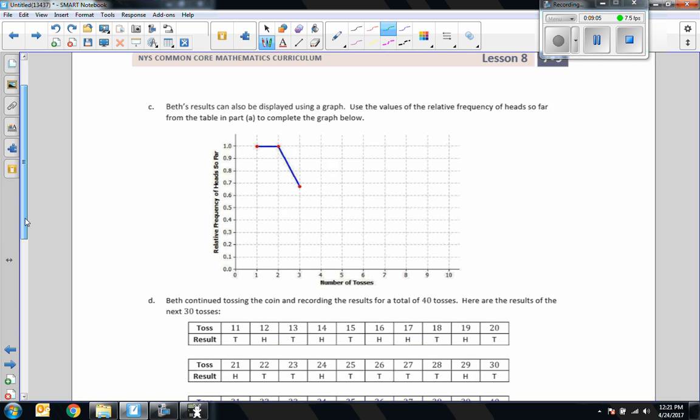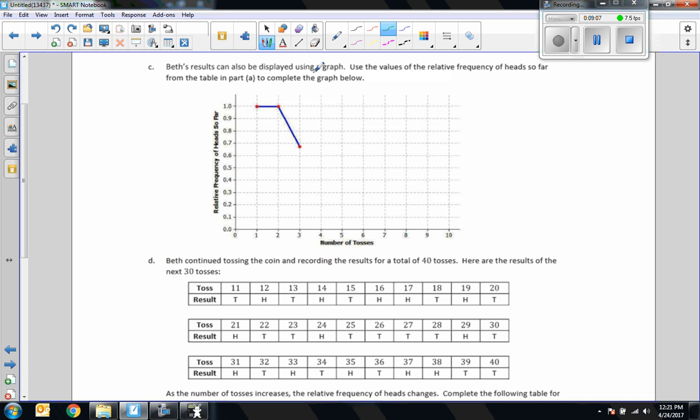Okay, part C. Beth's results can also be displayed using a graph. Using the value of the relative frequency of heads so far from the table in part A to complete the graph below. So started with no flips, so obviously there's nothing going on until we do the first flip, and we got a number of tosses, relative frequency of heads so far, 1, and then we got another one, and then it dropped down to 0.67.